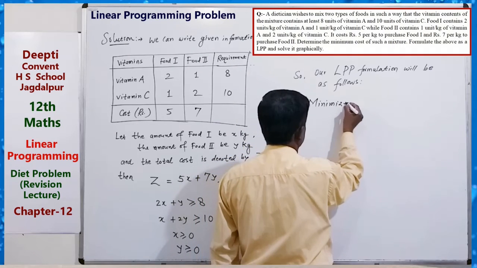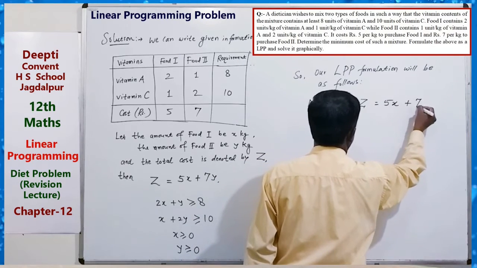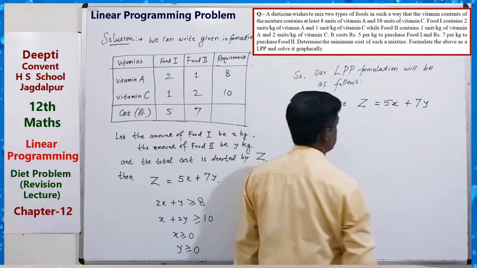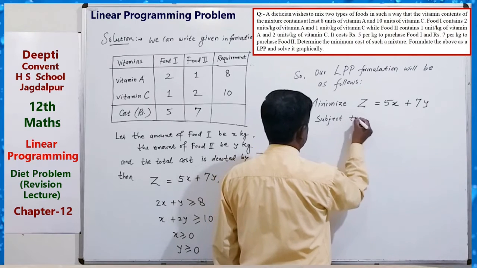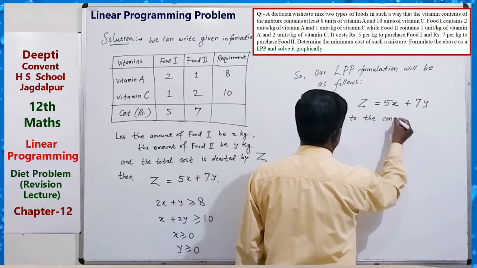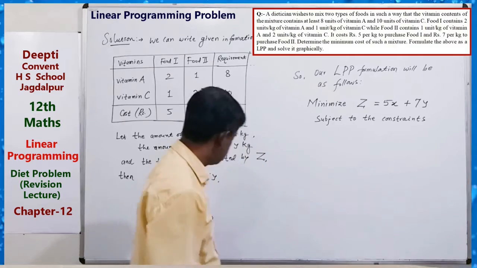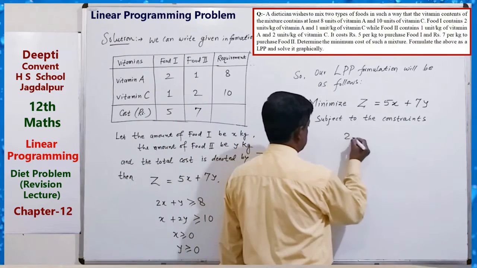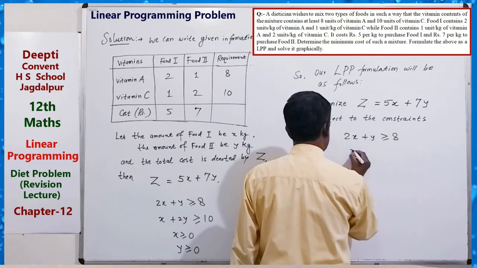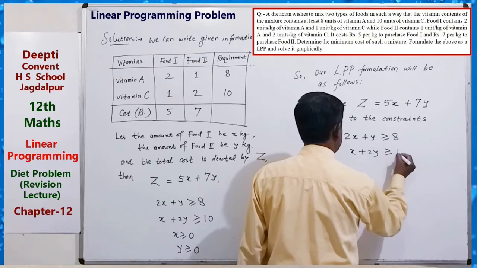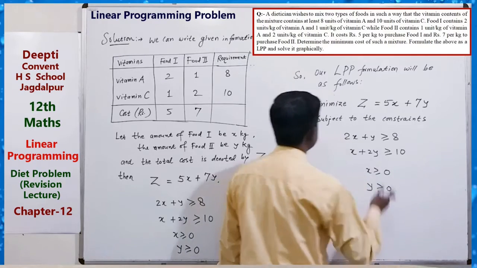Minimize z equals 5x plus 7y, subject to the constraints: 3x plus y is greater than or equal to 8, x plus 2y is greater than or equal to 10, x is greater than or equal to 0, y is greater than or equal to 0. So this is our formulation.